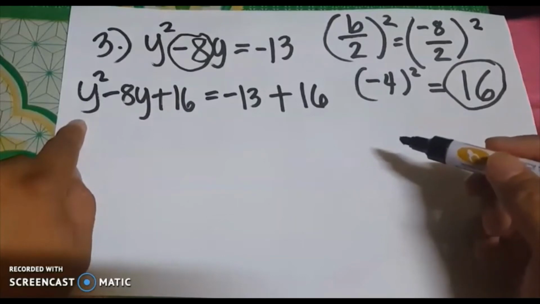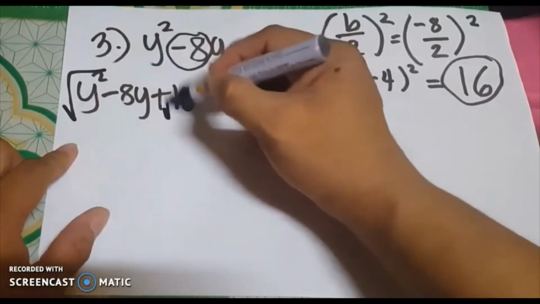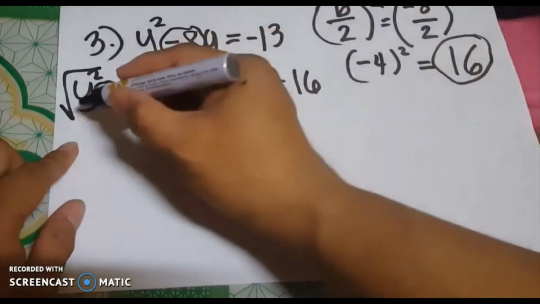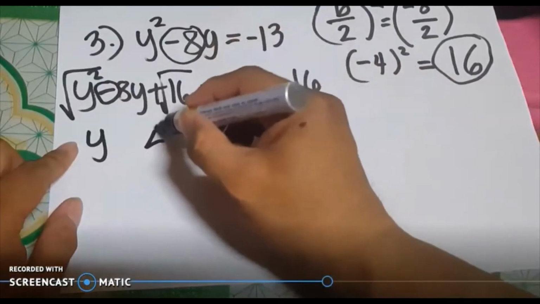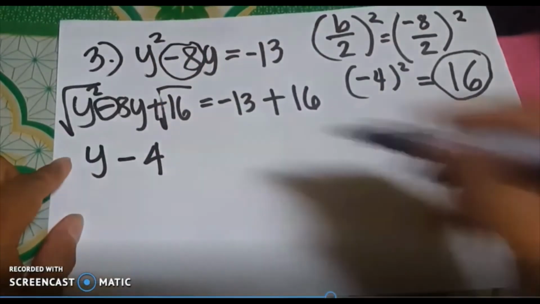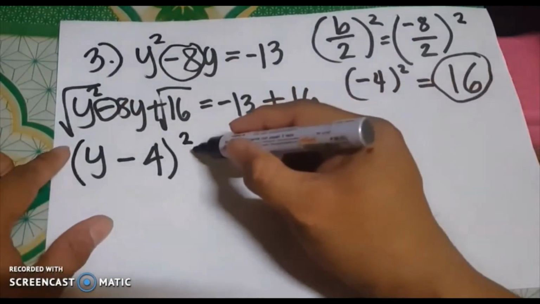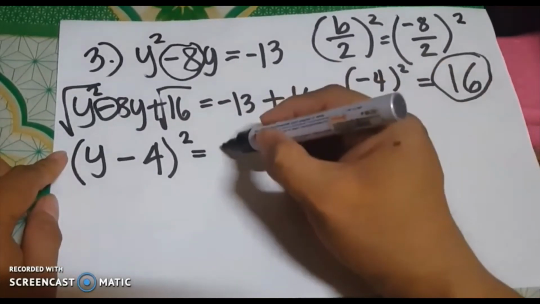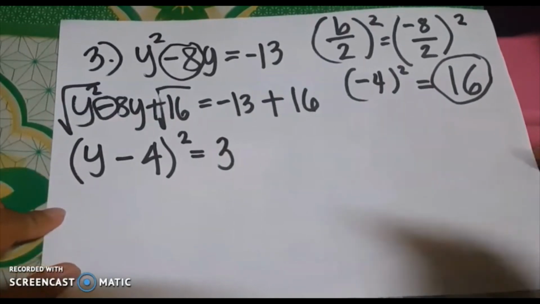We know that its factors are the square of a binomial. So, by just simply getting the square root of the first term and the square root of the last term, then knowing the operation of the middle term. So we do have the square root of y squared is y, the square root of 16 is 4, then the operation of the middle is minus. Then quantity squared. Then it will be equal to negative 13 plus 16. That is positive 3. And from there, again, we are going to make use of extracting the roots.